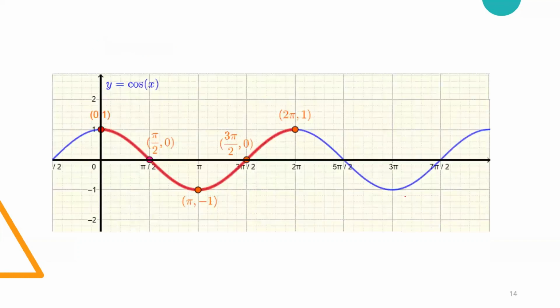For example, cos pi by 2 equals 0, cos 3 pi by 2 equals 0, and it goes on. So the cosine graph is just like the sine graph. The only difference between the sine graph and the cos graph is that the sine graph starts from 0 while the cos graph starts from pi by 2. So the period of the cosine function is also 2 pi.